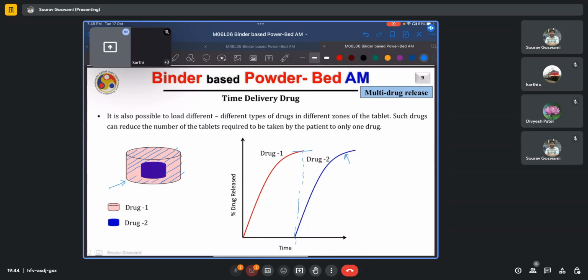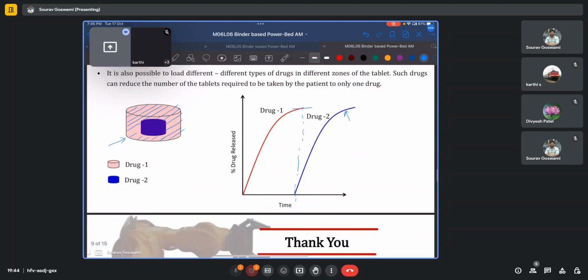So again, in terms of the multi-drug release also, the binder-based powder bed AM process has proved pretty useful, and I guess this is already a commercialized technology.